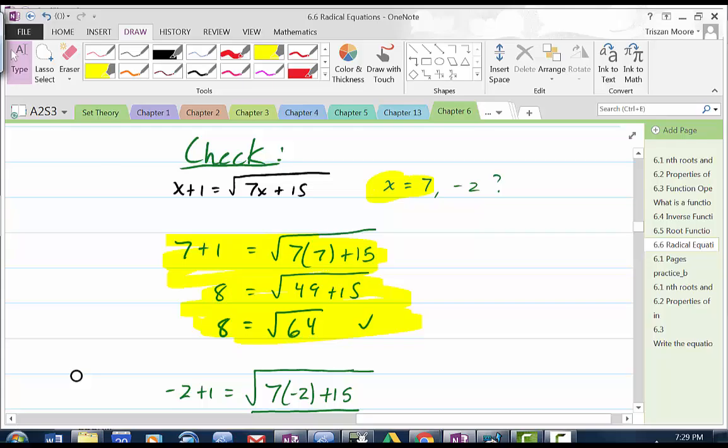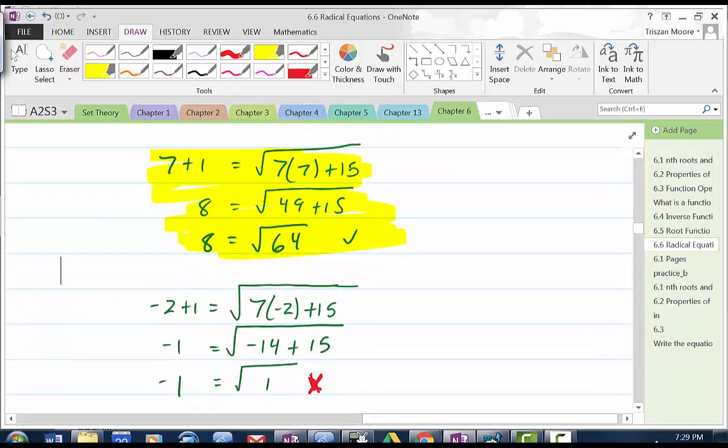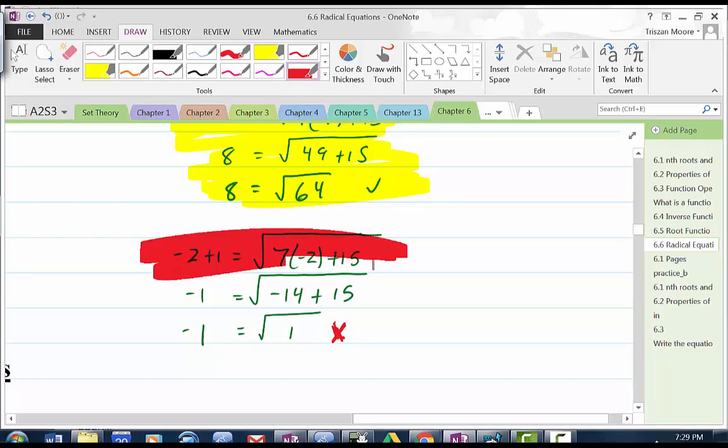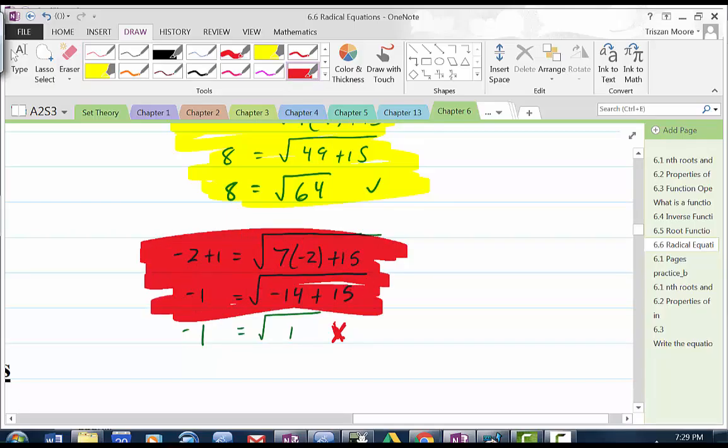This is where you're going to see the importance of actually checking your answers. What ends up happening is if I check 7 first, 7 worked because 8 equals the square root of 64. However, when I check negative 2, it came down to negative 1 equals the square root of 1, which is not true. So you can see that this one did not work.